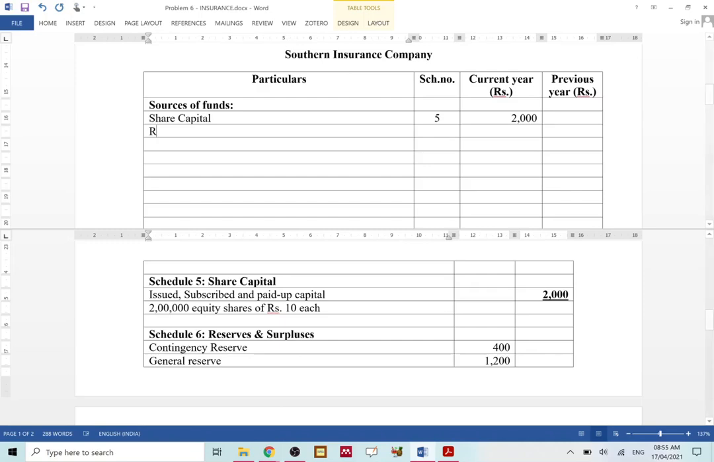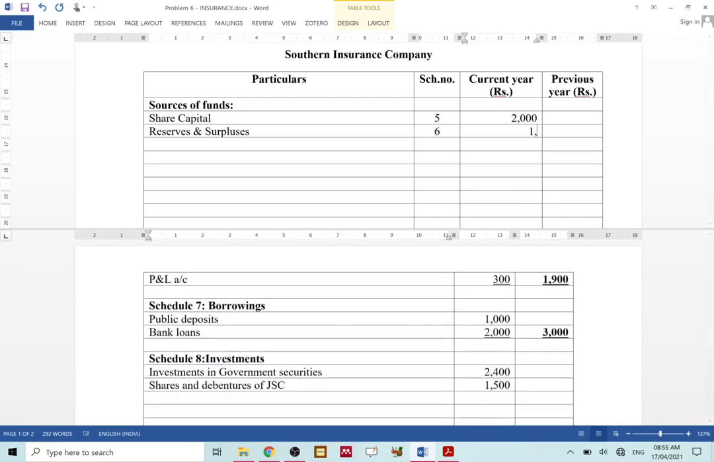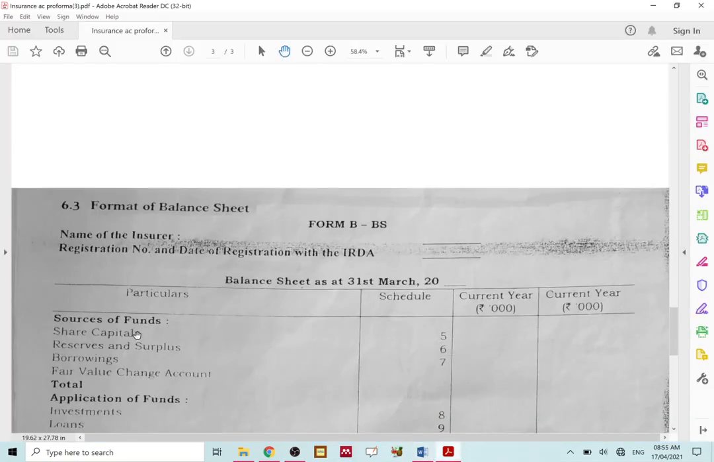Next, reserves and surpluses. I'll go a little fast here since we have already done the calculations and now this is posting. Total of reserves and surpluses is 1900. Next, you have borrowings. Schedule number 7, amount of borrowings is 3000. Correct. Then in sources of funds, we have another item.